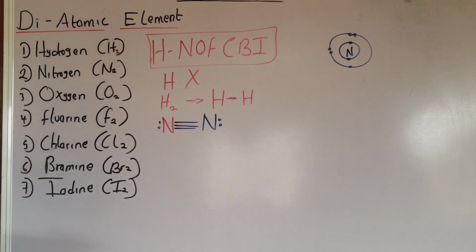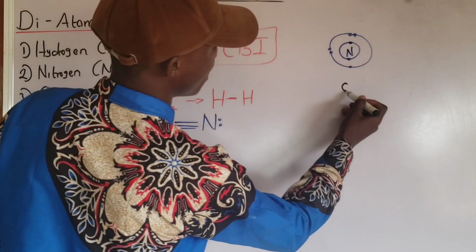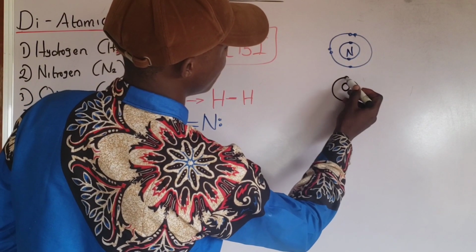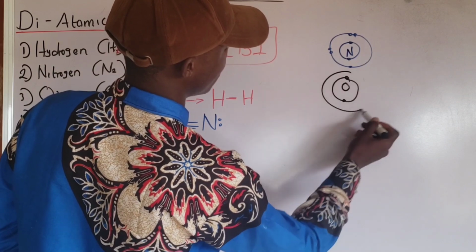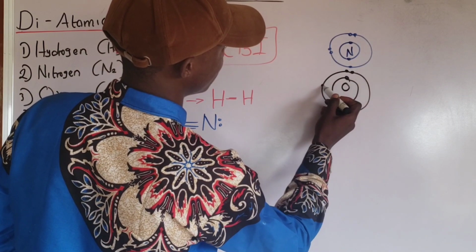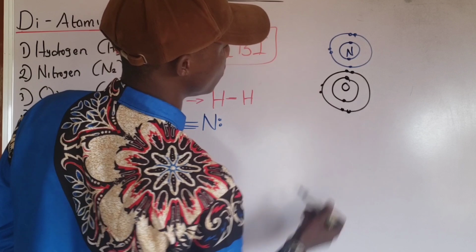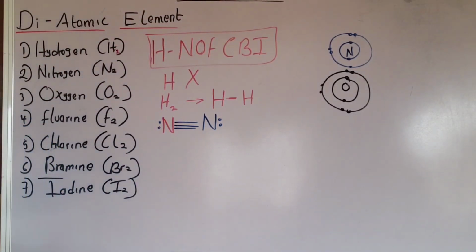Are you paying attention? So that is why we have this. Now let's proceed to the third diatomic element. We have oxygen. Oxygen is the 8th element on the periodic table. You understand? If we have oxygen, we have 1, 2, 3, because it has 6 valence electrons.